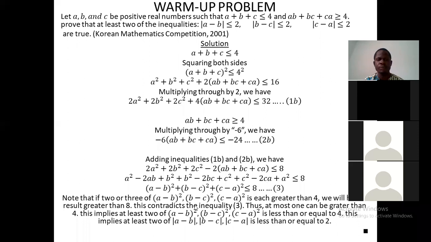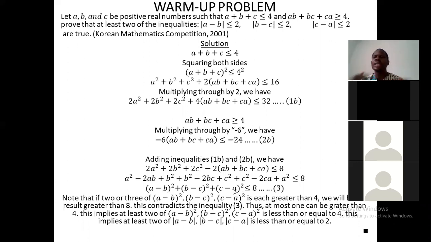So what we have here is the sum of 3 perfect squares, because what is a perfect square? It's simply a number or an expression that can be expressed as a square of another number or expression. Now we have 3 perfect squares, so we have the sum of 3 perfect squares, and their value is at most 8. At most 8 is the same thing as saying less than or equal to 8.